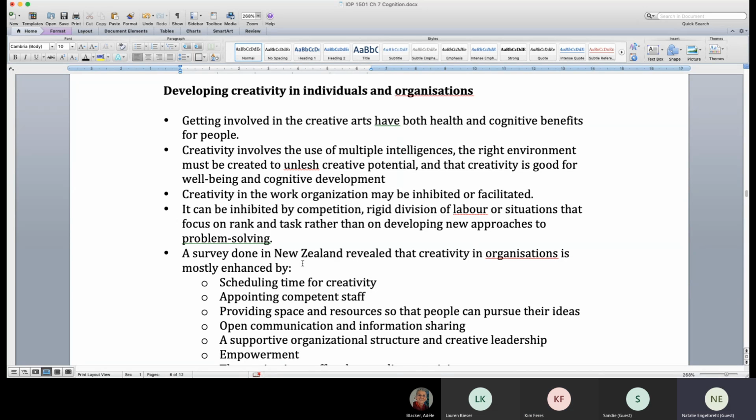Developing creativity in individuals and organizations. Getting involved in the creative arts has both health and cognitive benefits for people. So I want to challenge you two ladies. Is there something creative in your life? Do you have a creative outlet? Because as females working, you could have families, you could be parents, you could be soccer moms, rugby moms. Is there a creative outlet that you have in terms of your overall creativity in your life?